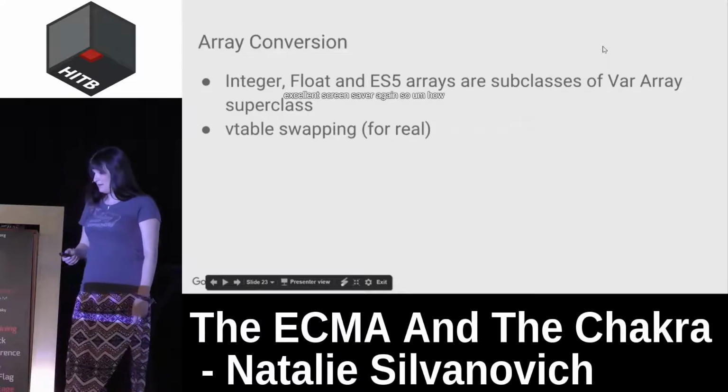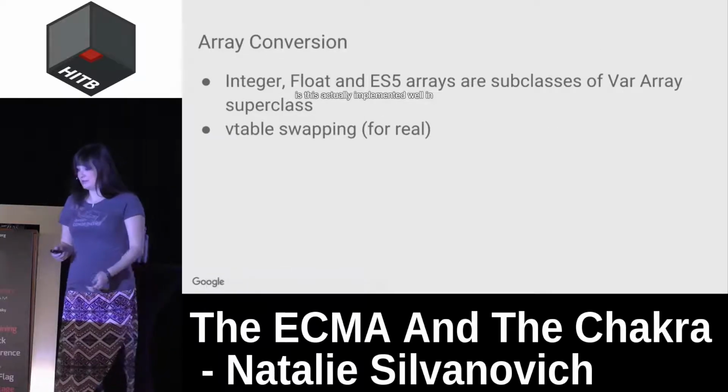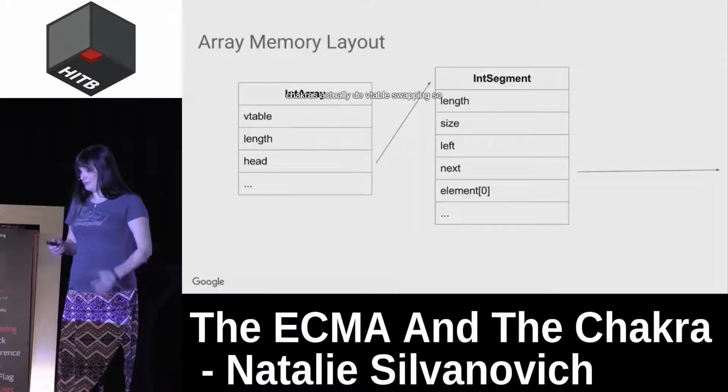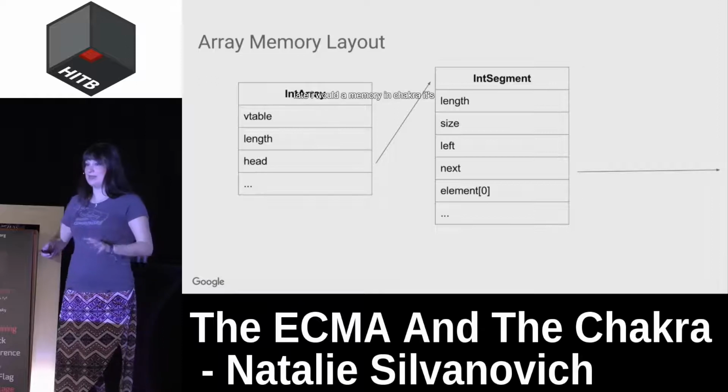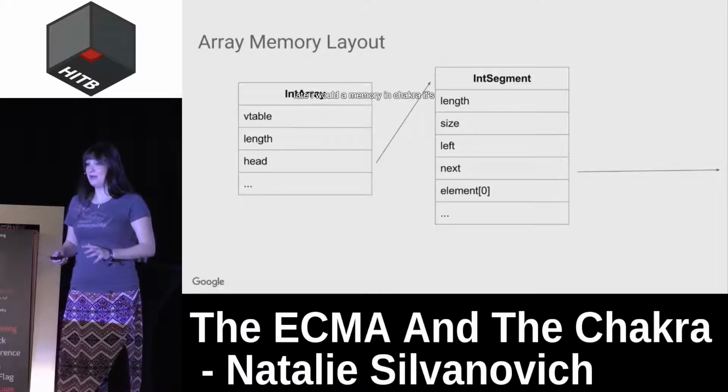So how is this actually implemented? Well, in Chakra, they actually do vtable swapping. So to start off, this is how an array is laid out in memory in Chakra. It's actually a fairly elegant design because it makes it really easy to transition between sparse arrays and dense arrays.